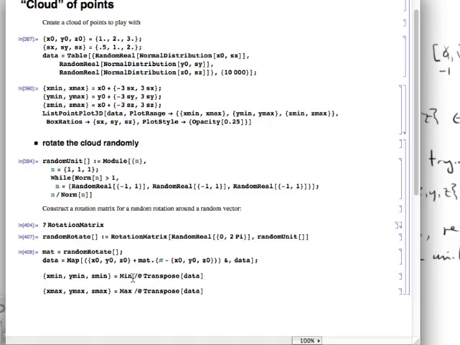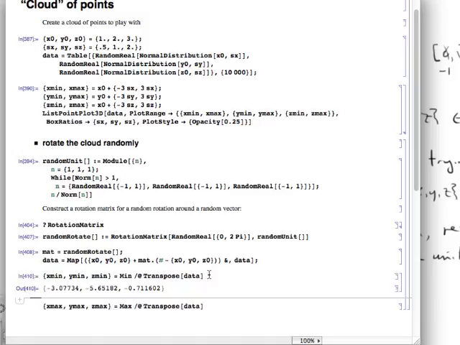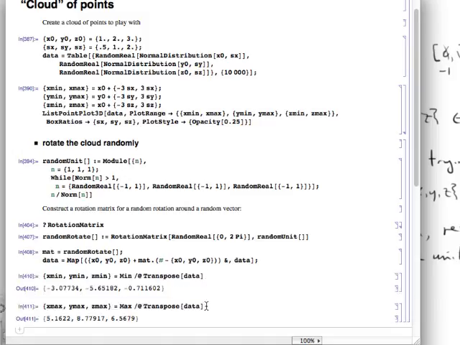because each entry in the transpose thing, which is a list of three things, the list of the x's, list of the y's, list of the z's, I will take the min of, and then those will get stored in x min, y min, and z min. So like that, and like this.